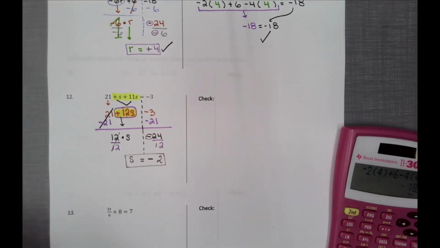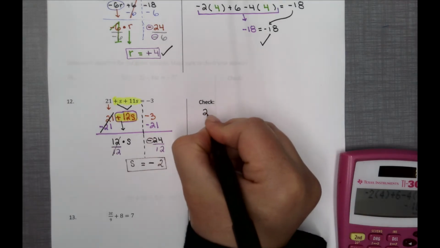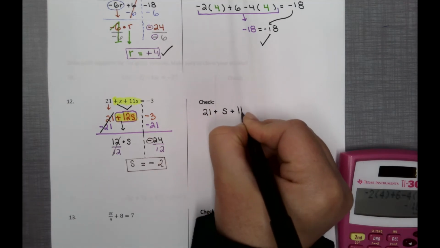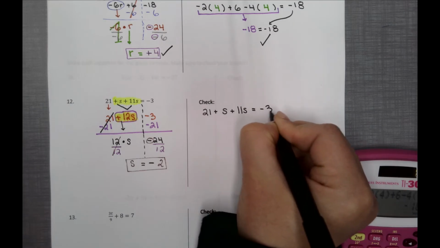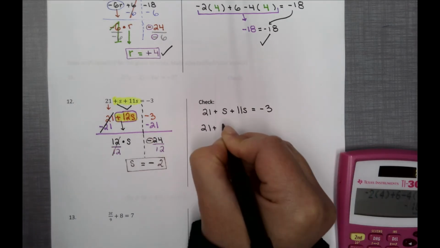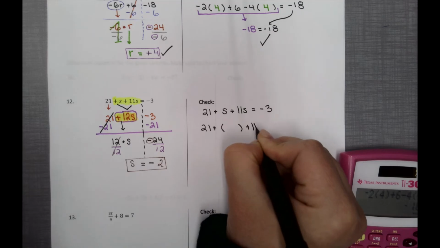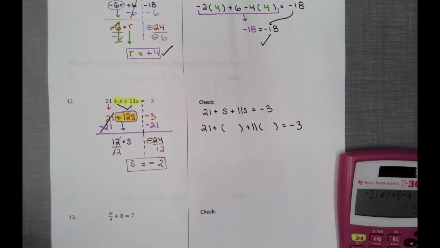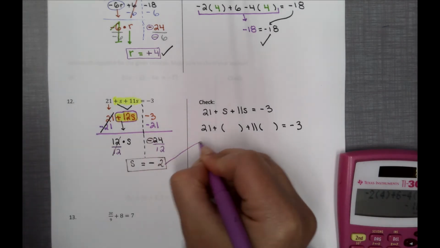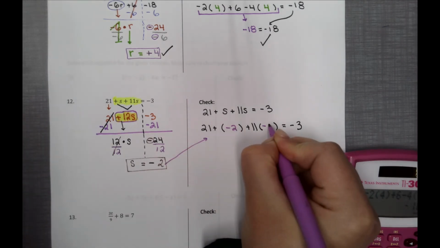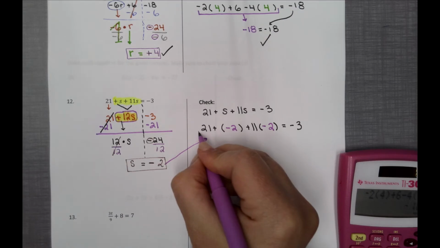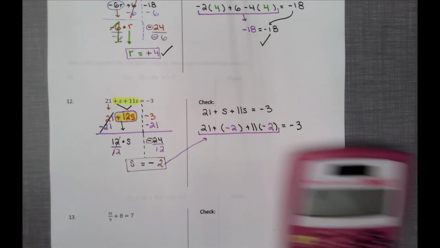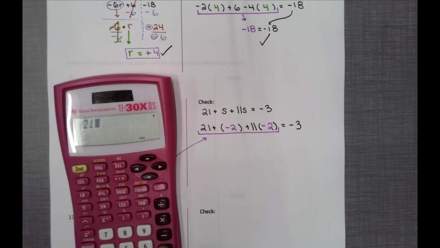Let's go ahead and do that check. Hopefully your checks are now starting to feel a little bit more comfortable. We're going to copy down your original equation. Open up anytime you see the letter S. Take your S value, -2, and write it in. Then you're going to use a calculator. You can do this in your brain if you'd like.